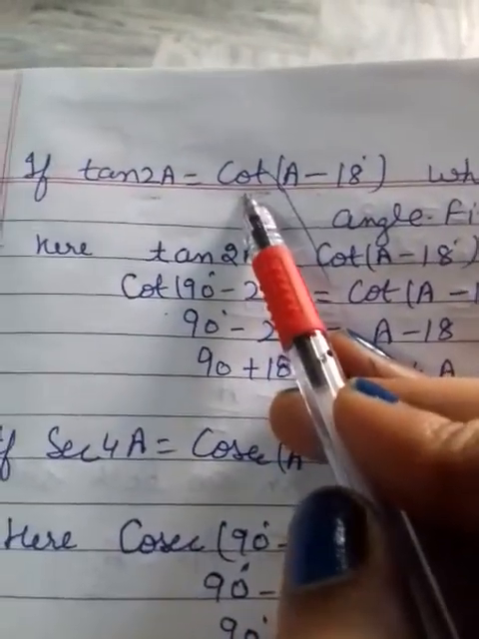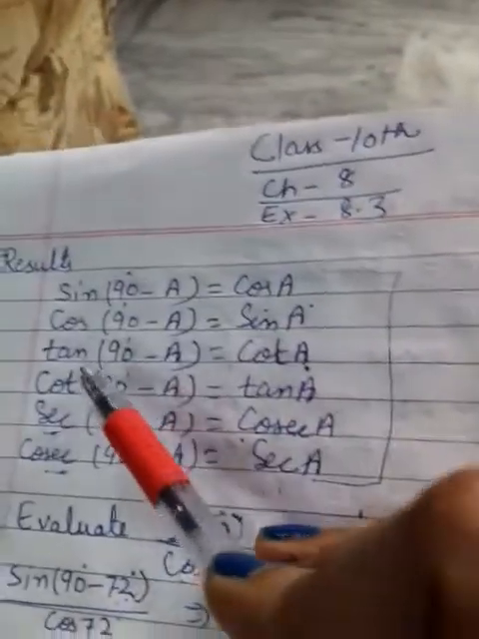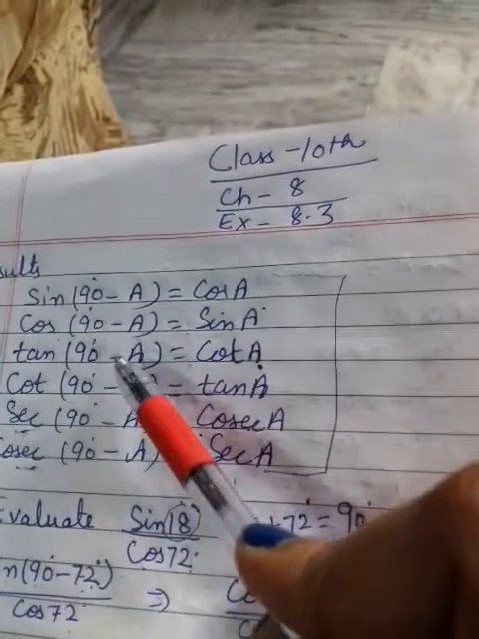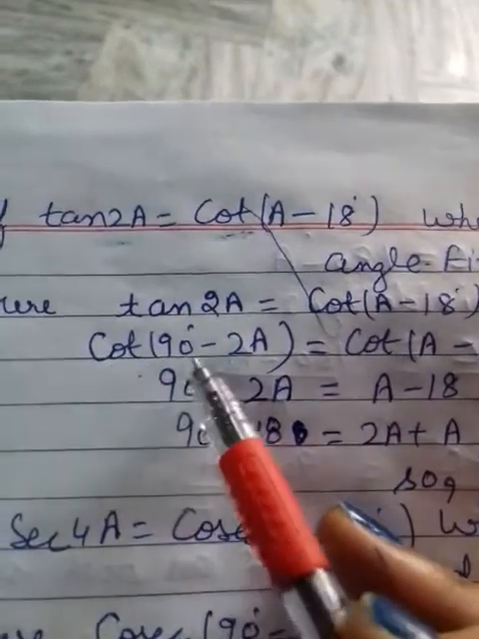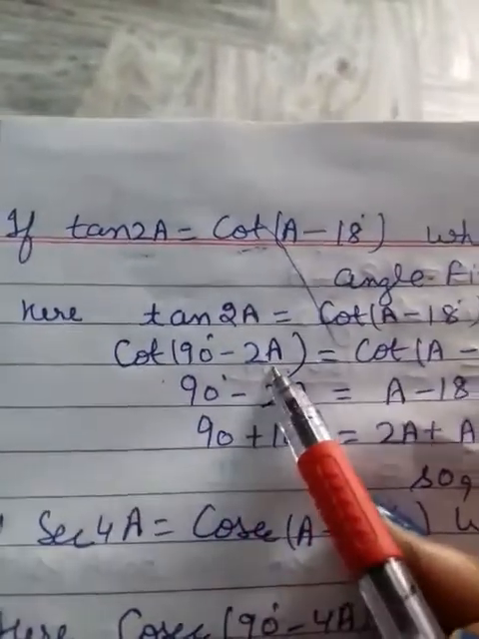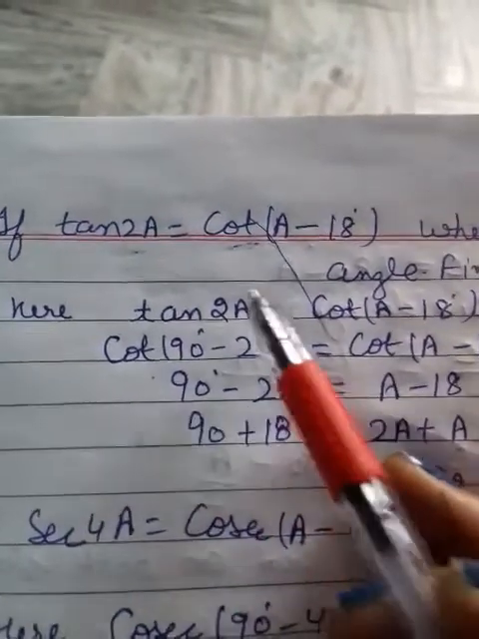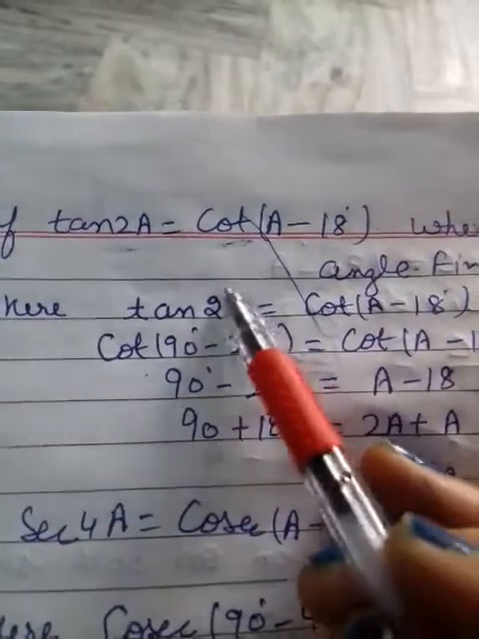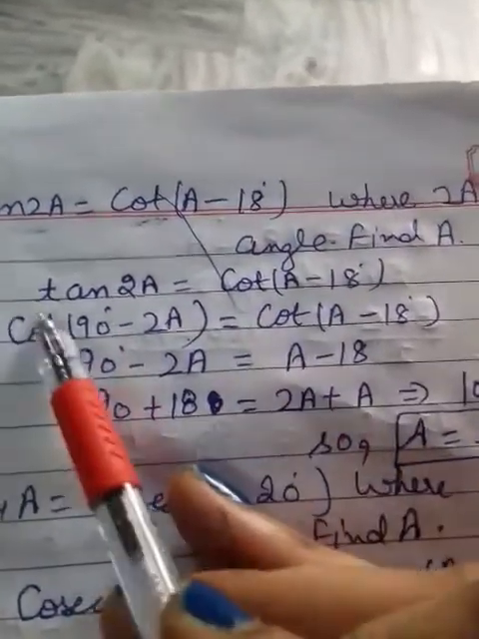Your motive is to find a. So I will change it. You know that tan is making a relation with cot. So I can write tan as cot(90 minus 2a). Cot(90 minus theta) is tan theta. This is the same, so I kept the right side the same. So both will be cancelled.